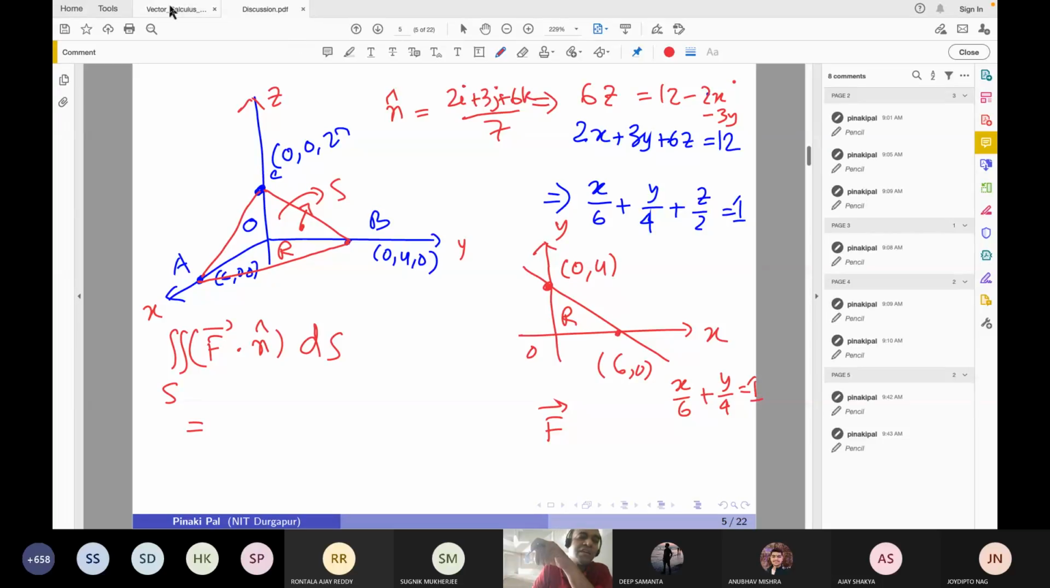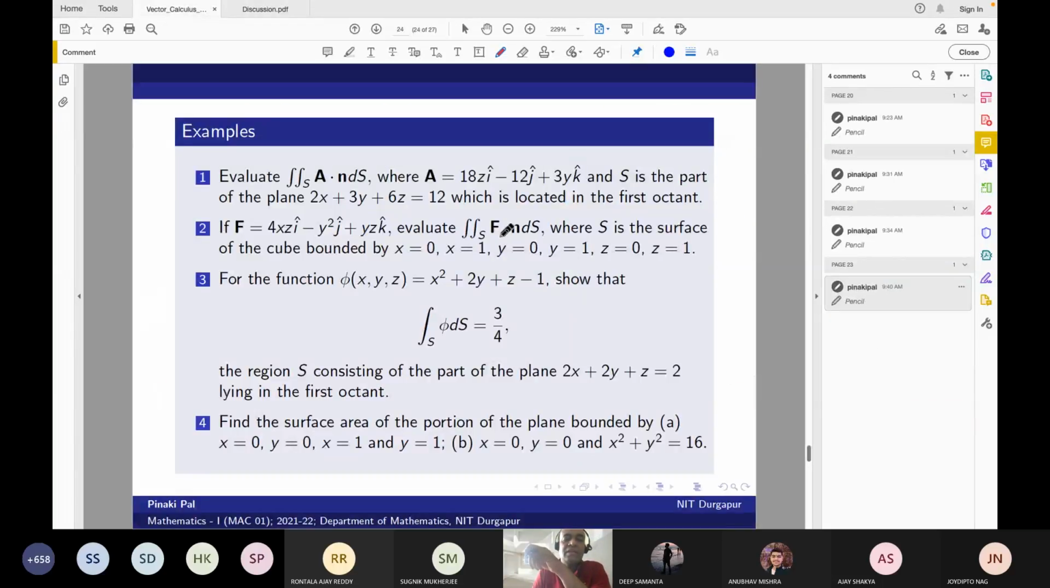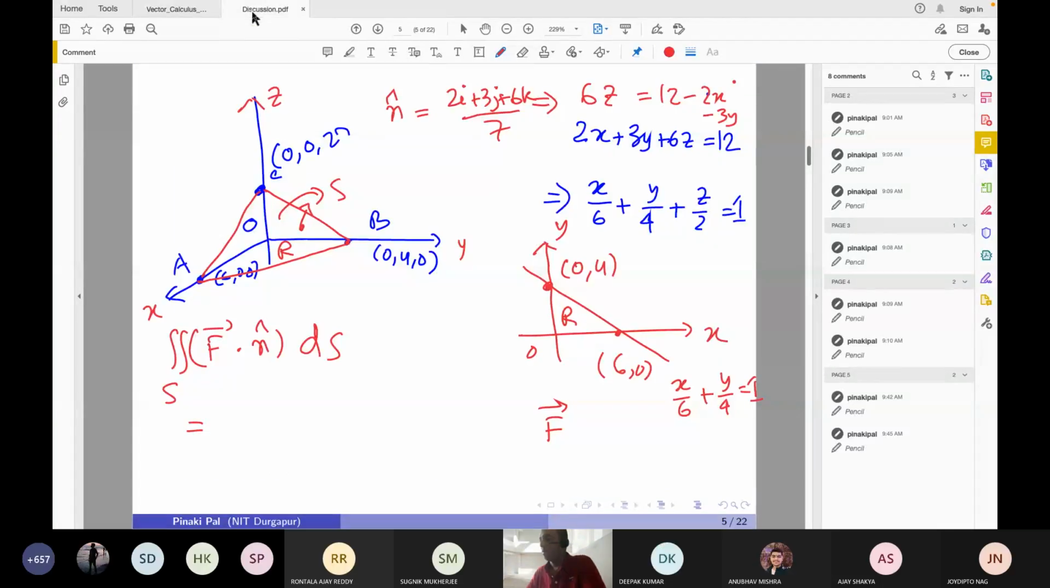Okay, so let me just have a look at it. 18zi minus 12j plus 3yk. Someone of you please write it down and tell me. 18zi minus 12j plus 3yk cap. Okay.